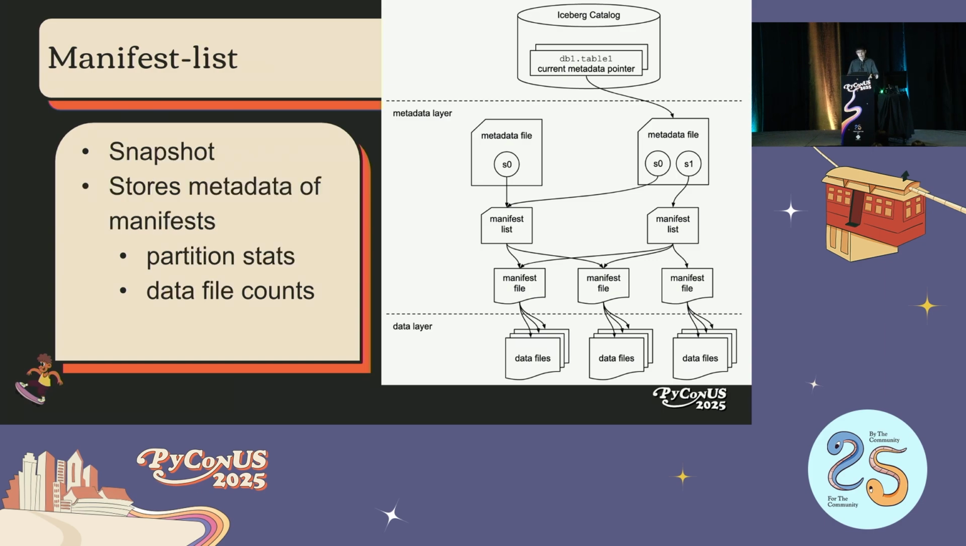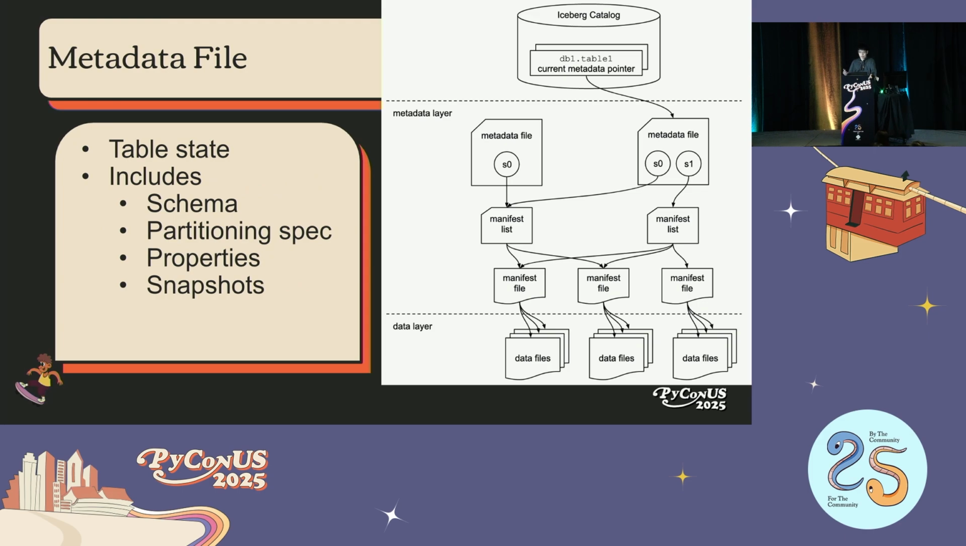One level up, we have a manifest list. A manifest list contains a group of manifest files that make up a snapshot of the table. Each manifest list stores metadata about the manifests, like their partition stats and data file counts. Similarly, it is also used to prune unnecessary files during an operation at the query planning stage.